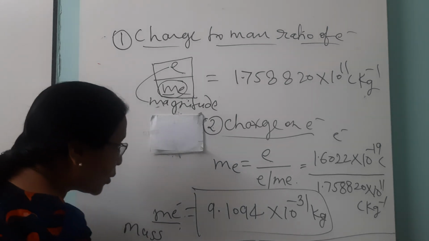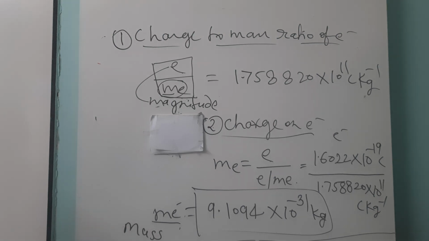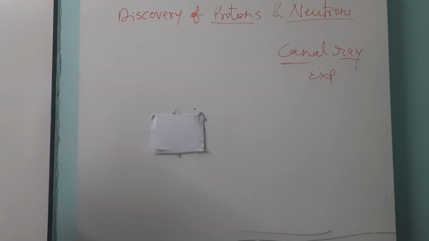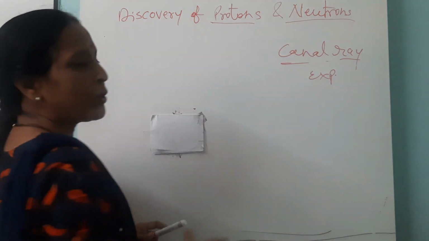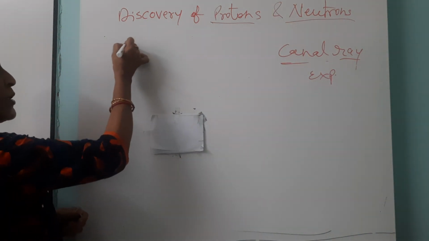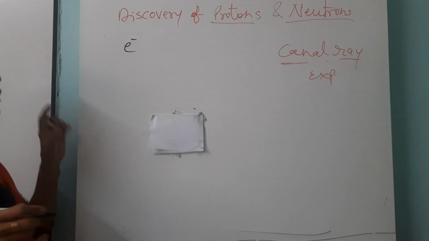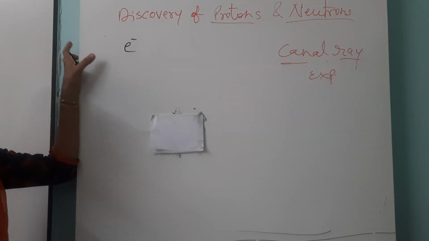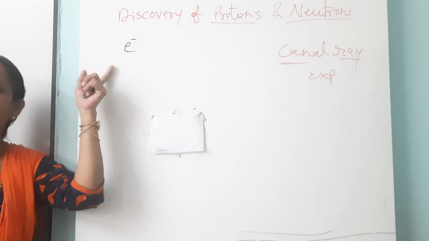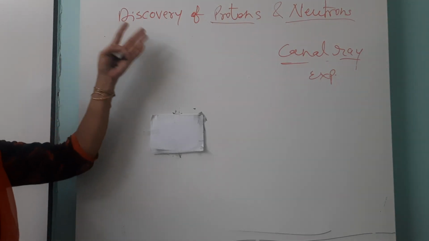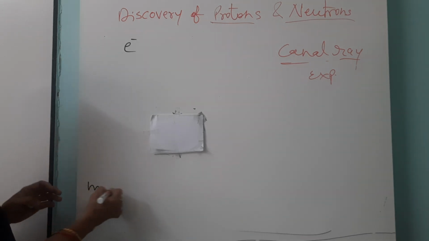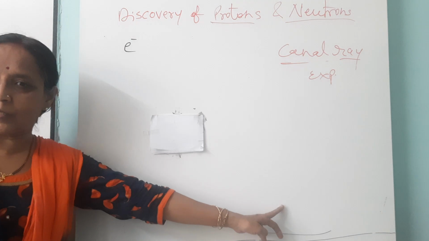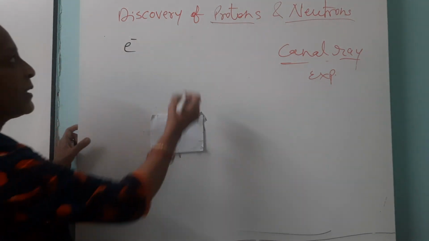Next, in our textbook, charge on the electron also. Now, the discovery of proton and neutron. On the basis of the Faraday experiment we found that negatively charged particles are present, and these are considered electrons. The mass of the electron and the charge to mass ratio value I had calculated and told you earlier. Now we will go towards the discovery of proton and neutron.